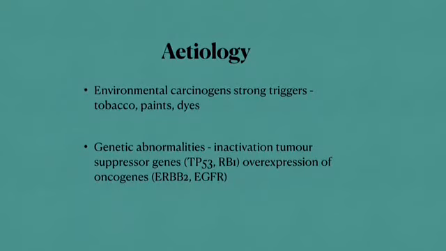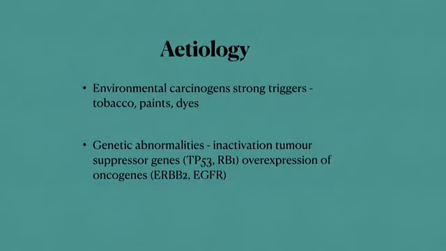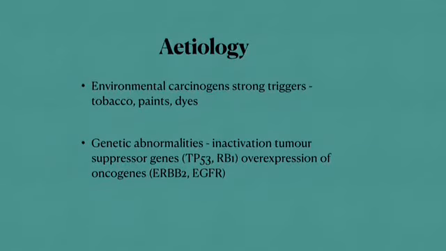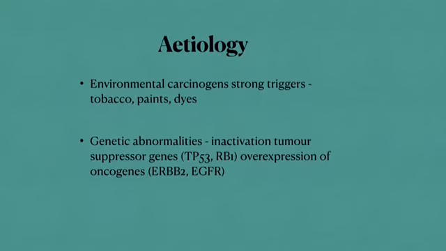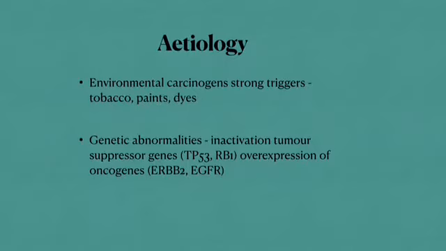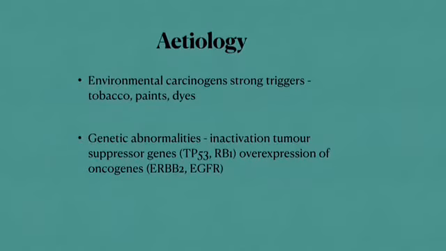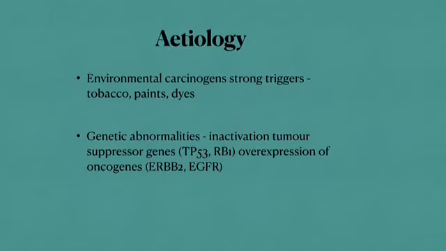Genetic abnormalities also underlie the development of bladder cancer. These can include the inactivation of tumour suppressor genes, including TP53, or inactivation of RB1, or then overexpression of oncogenes, which include the ERB2 receptor tyrosine kinase 2, or the endothelial growth factor receptor.